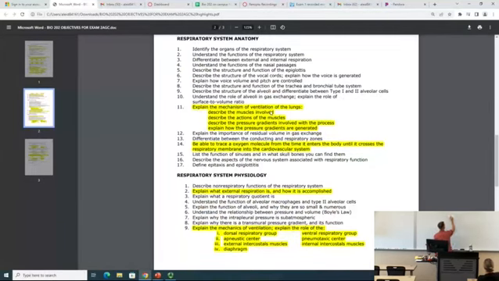Yeah, so the first step is ventilation. Ventilation, or breathing. So that's our first step. We have to be able to explain how ventilation works.